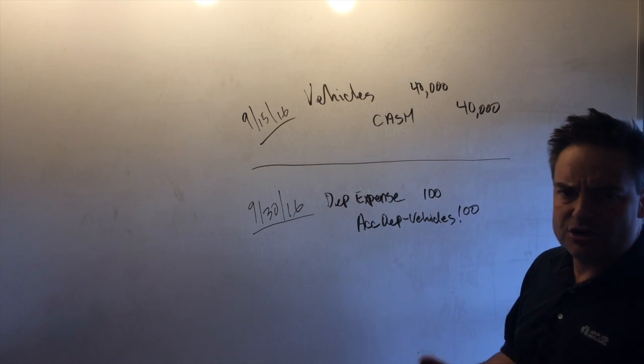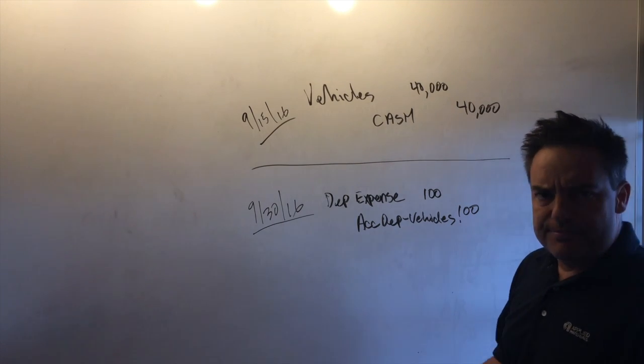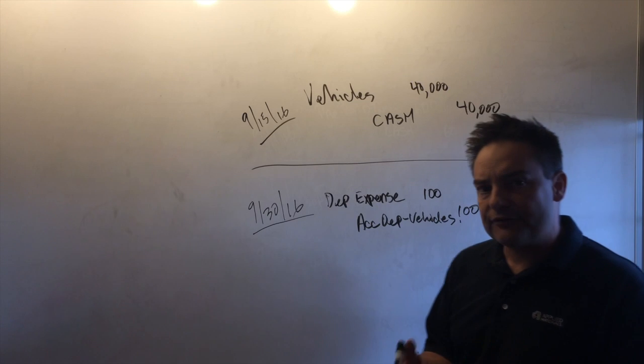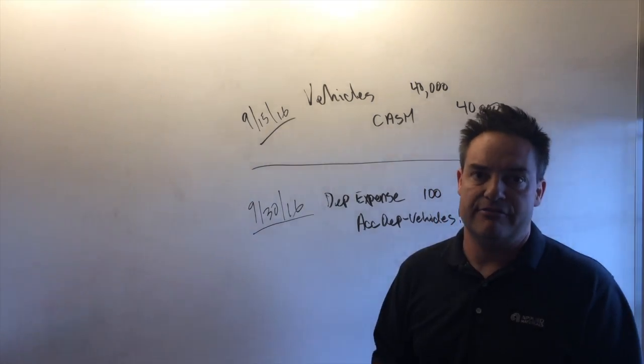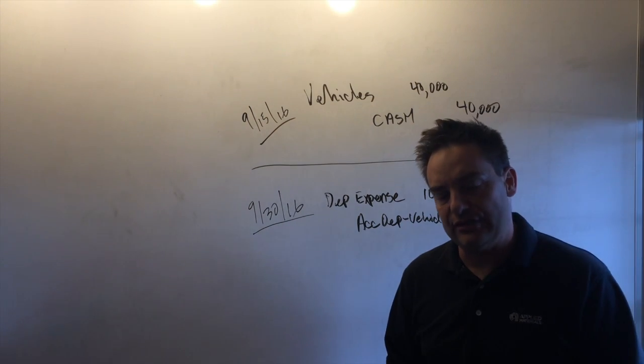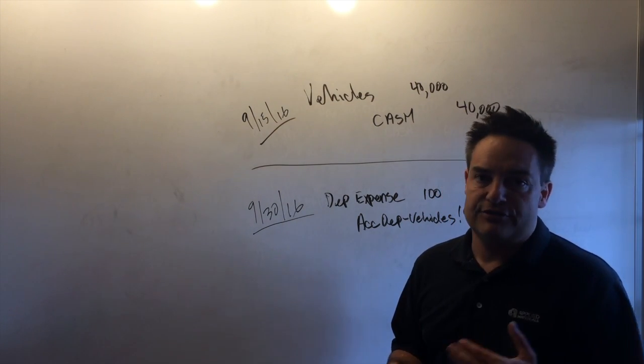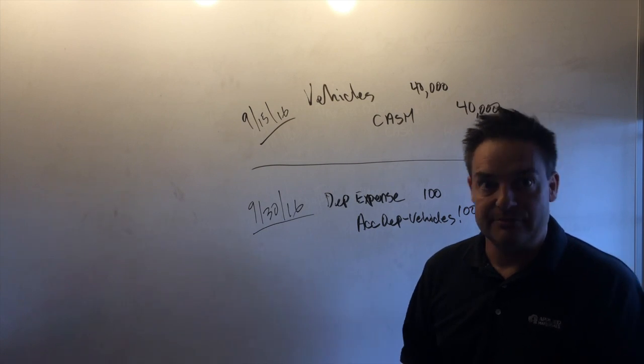There are a few others that we can talk about a little later, but those are the big adjusting journal entries. You have to do your adjusting journal entries before you prepare your income statement, statement of owner's equity, balance sheet, and cash flow statement. Otherwise, your income statement is going to be off and your balance sheet is going to be off.